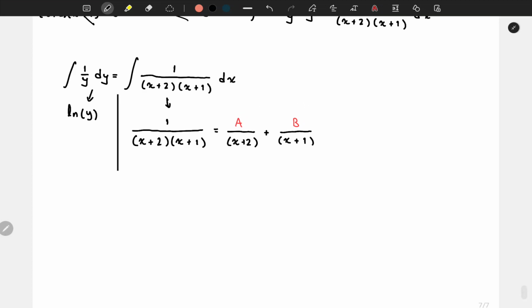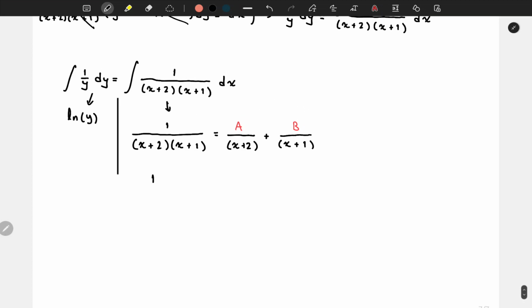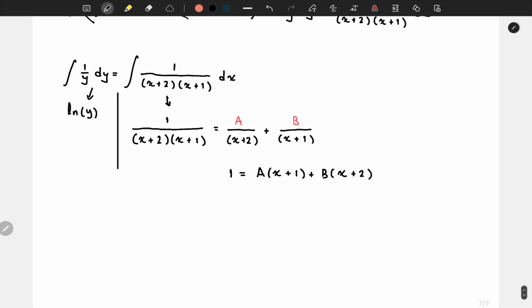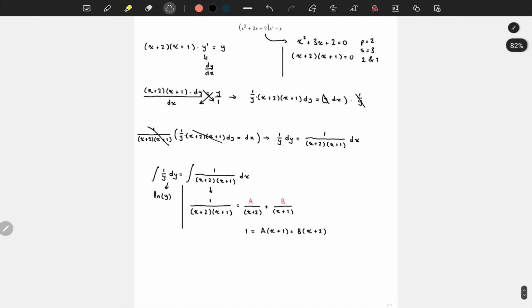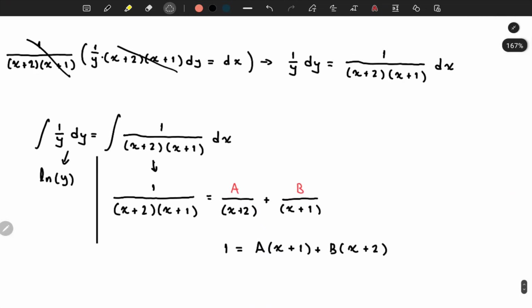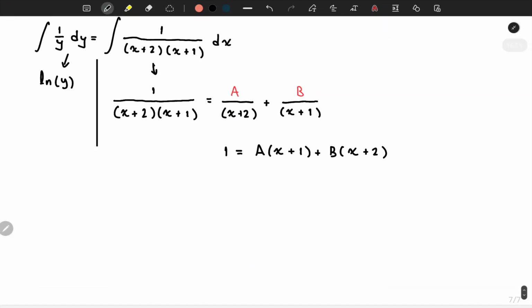If we do this, we will get the following. 1 is equal to A(x plus 1) plus B(x plus 2). And so now we need to try some x values to see how we can solve and find A and B. Let's make some more space. Actually, no, we'll continue on to the next page.